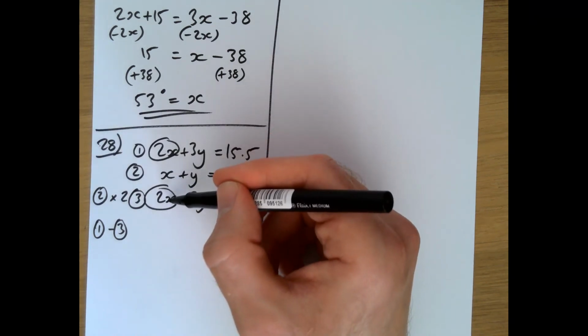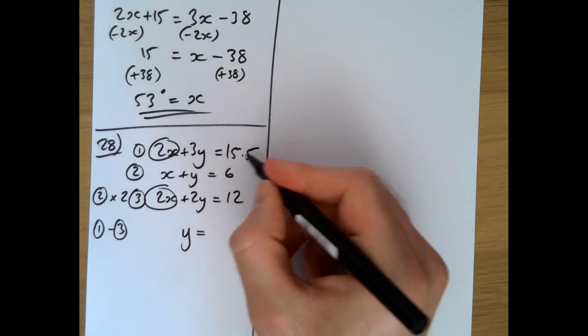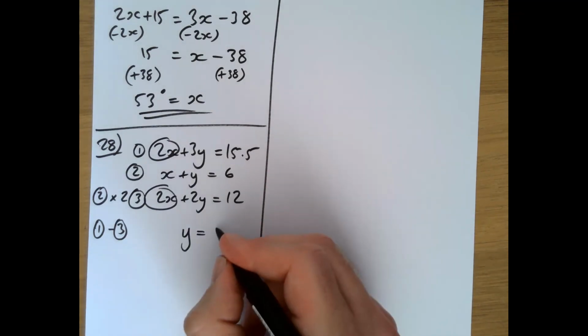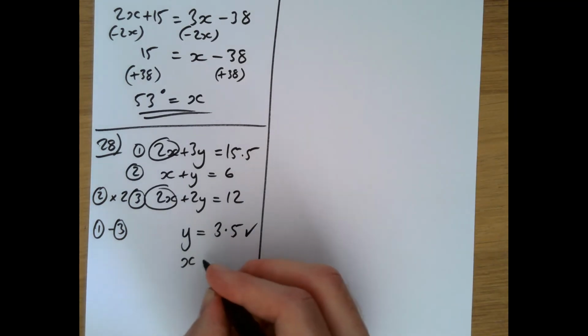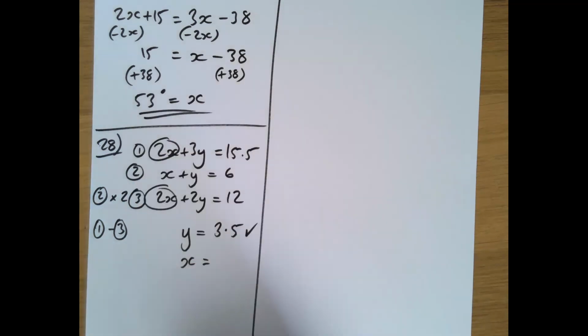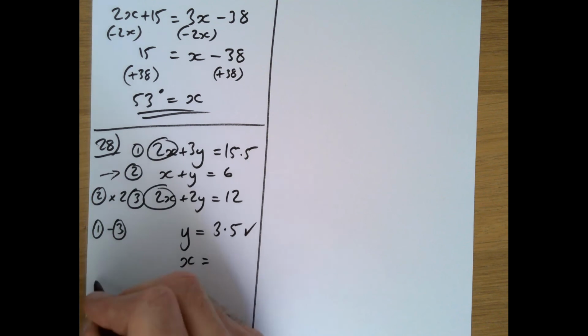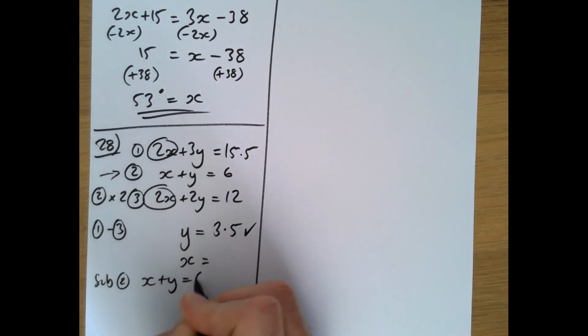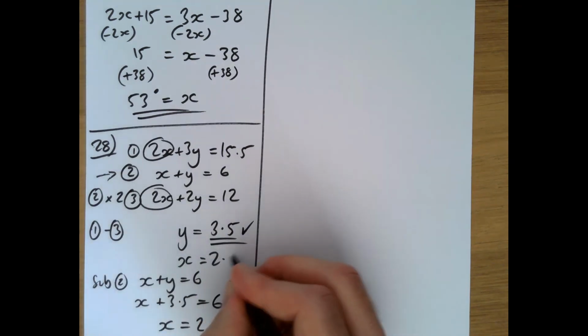2x take away 2x is nothing. 3y take away 2y is 1y. And 15.5 take away 12 is 3.5. So we've worked out y, but we need to also work out x. So which equation is easiest, 1, 2 or 3? Equation 2 is probably easiest. So substituting it into equation 2, x add y equals 6. Well, y is 3.5, so x should be 2.5. So we've got y is 3.5 and x is 2.5.